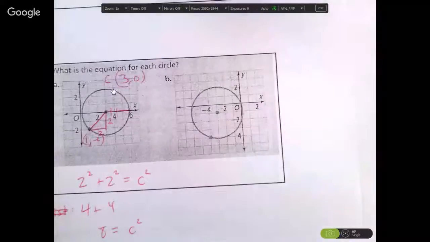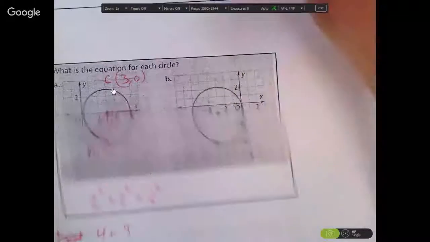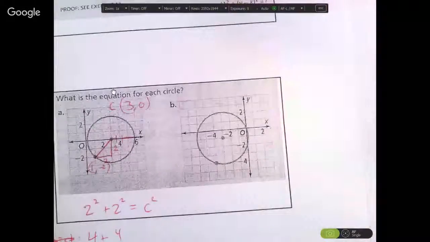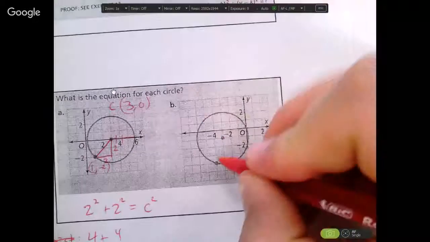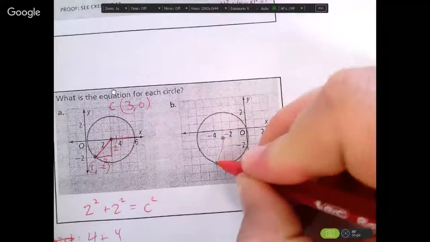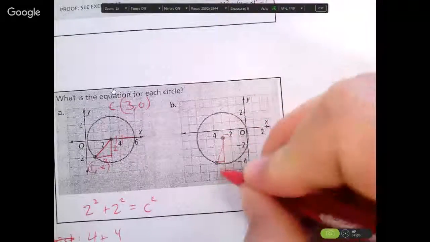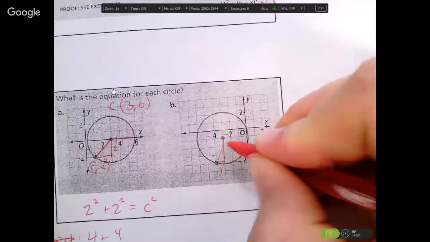Let's try another one. I really like the triangle method because that's so much easier than the distance formula in a way, even though that's the same thing. So I can make this triangle. It's a 1, 1, 2, 3.